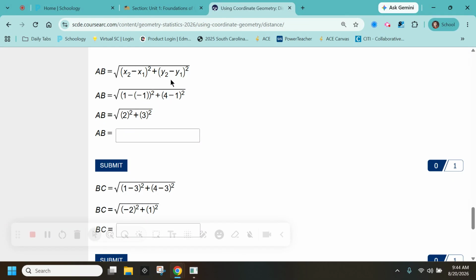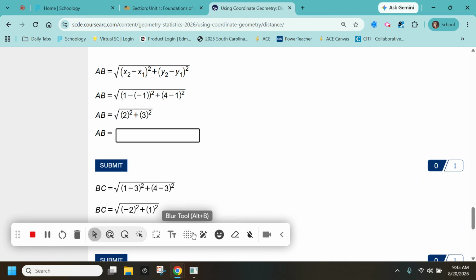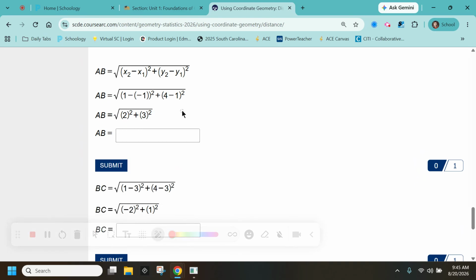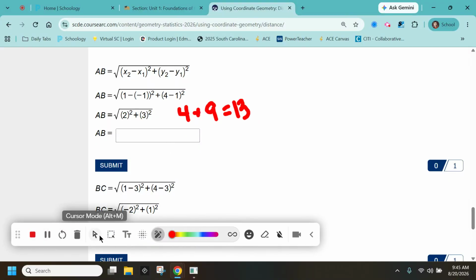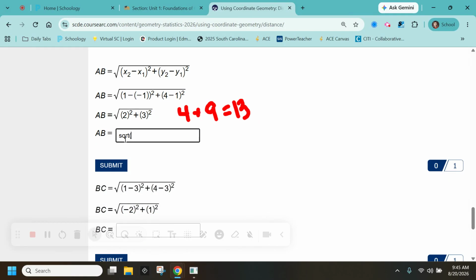They've already gone ahead and inputted the coordinates into the equation for you. I highly recommend still writing down these steps so that you can do this on your own on the practice. But here we have 2 squared, which is 4, and then 3 squared is 9, which gives me 13, and then I need to still take the square root of that. And so I am going to type in SQRT 13.